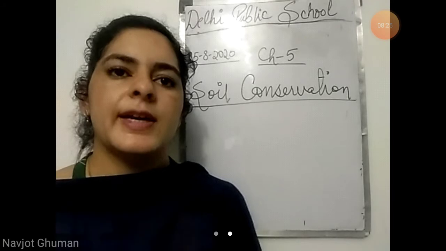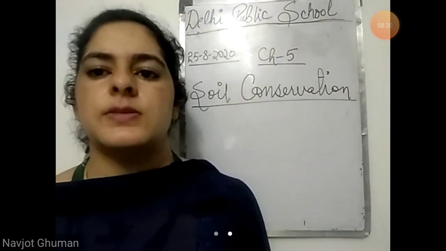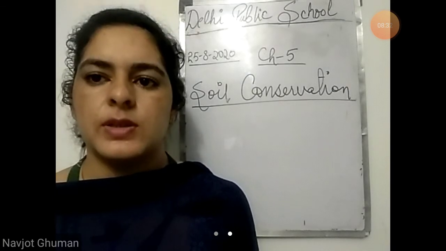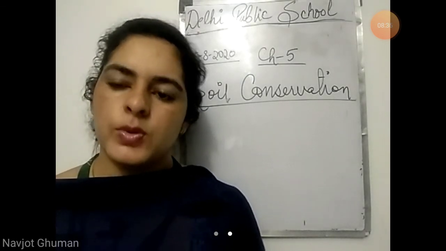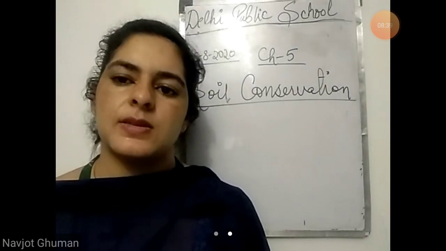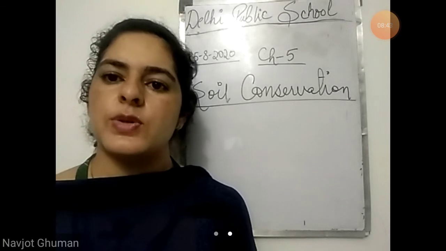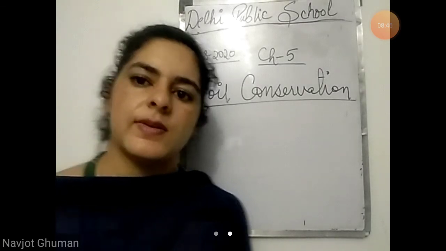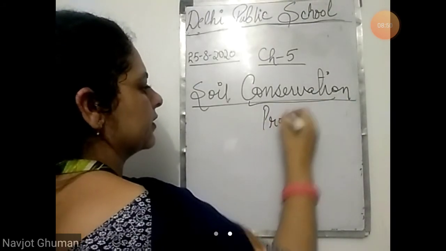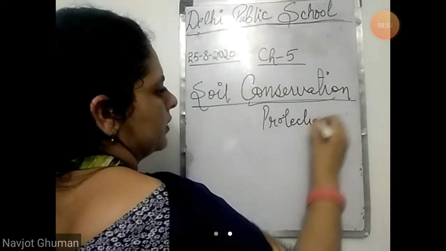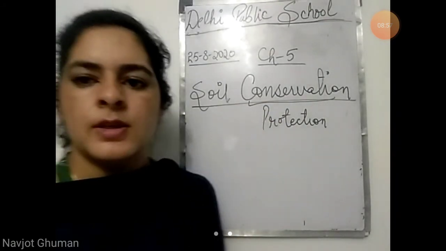Now we know that plants get most of their nutrients from the topsoil only. That is where we grow plants, in the soil. Topsoil contains humus. That is why most of the nutrients are present in the topsoil. Now protection of soil from soil erosion is called soil conservation. I told you what conservation is. Conservation means to protect something, protection. So soil conservation means soil protection. How can we protect the soil from the erosion?